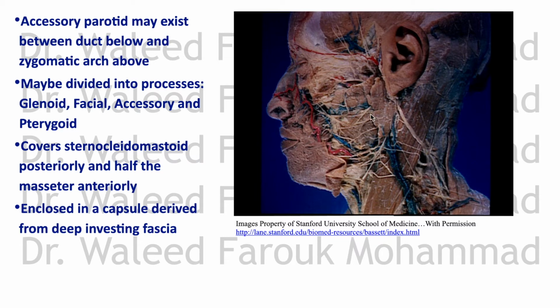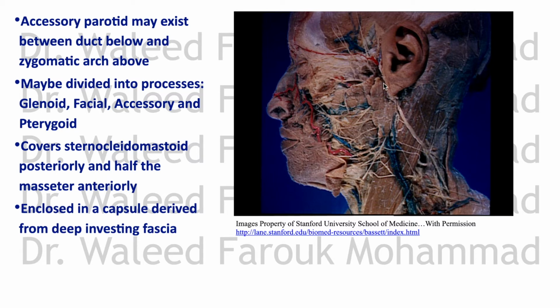We talked about the accessory parotid. In some books you may find another description of the gland, dividing it into processes. Like, for example, this process called the glenoid process. Like all this surface, this is the facial process. Like the accessory parts, the accessory process. Like the deep part between the medial pterygoid and the ramus of mandible, called the pterygoid process. So you may find this description that it is divided into processes.